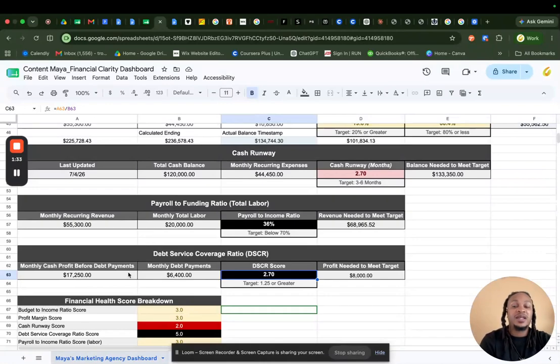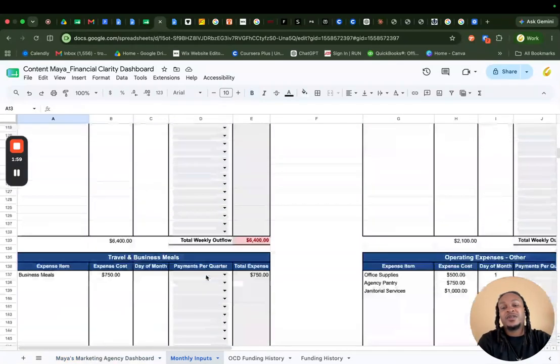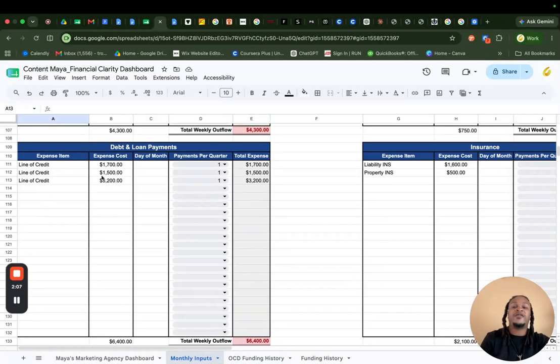It's important to acknowledge that your monthly cash profit before debt payments and your total monthly debt payments are going to drive this number here. So that means if I increase my total debt payments or if I decrease my profit, it is going to affect what my DSCR score is. Let's go to the monthly inputs. So if I go to my total debt and loan payment, I see here I have 3 lines of credit, one at 1,700, one at 1,500, and the other at 3,200.